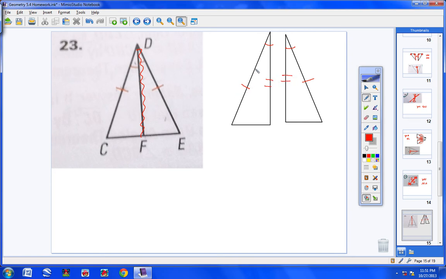So it looks like I have a side here, and then an angle, and then a side, congruent to a side, and then an angle, and then a side. So yes, I can definitely state that these 2 triangles are congruent by side, angle, side.